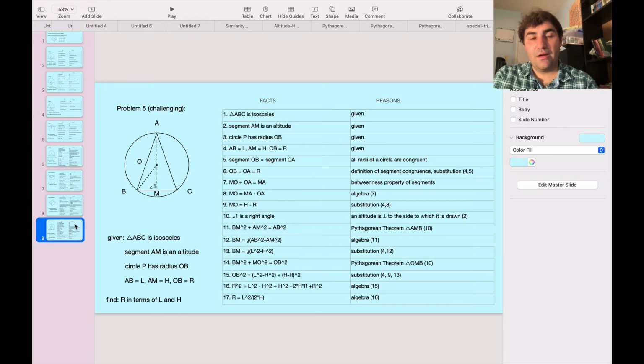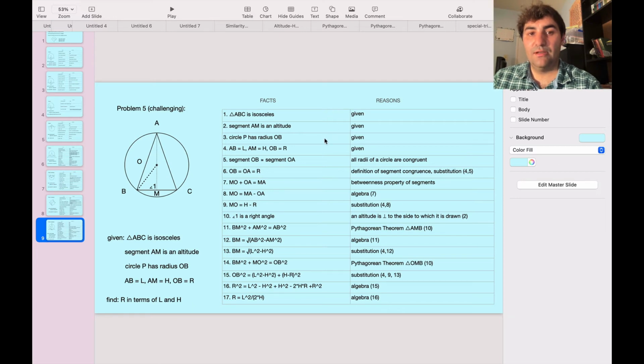Okay, and this is the other problem I want to go over. So this is also a challenging problem. So given triangle ABC is isosceles, segment AM is an altitude of the triangle. Circle P has radius OB. So this is the radius right here, OB. And we're given that length of AB equals L, length of AM equals H, and length of OB equals R. Find R in terms of L and H.